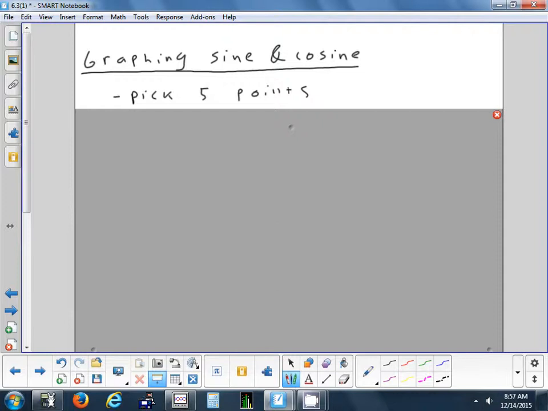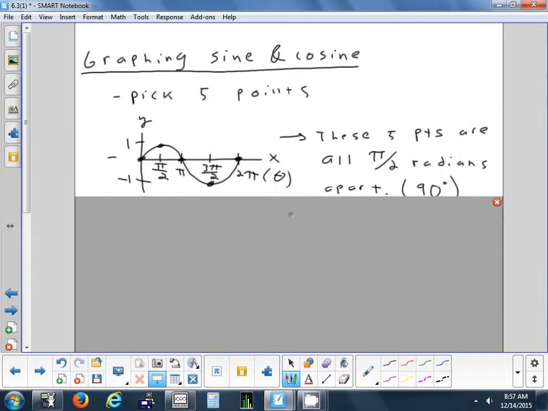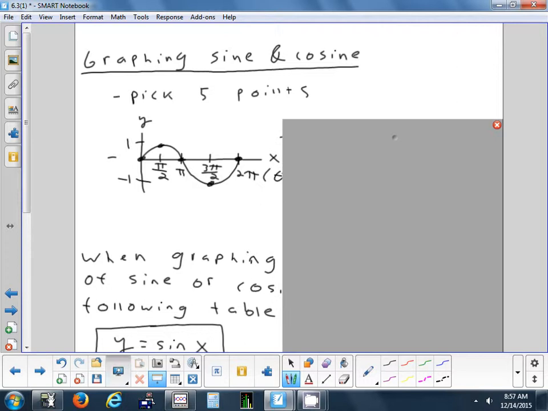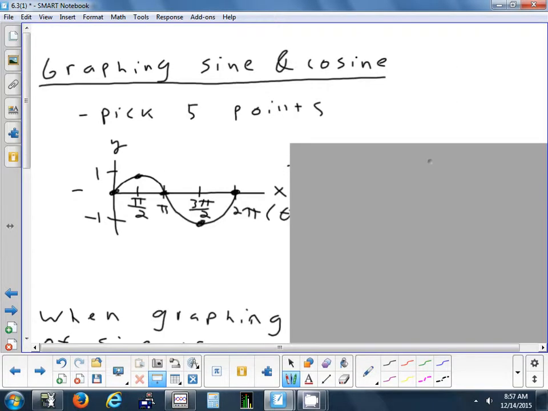Generally, when we want to graph sine and cosine, we need to pick 5 points. The 5 points that we generally like to find are where it starts, where it stops for one period, the highest value, the lowest value, and then a value right in the middle. If we can get those 5 points, it'll give us a nice curve. If you look at them, they're all equally spaced. They're all pi over 2 radians apart.